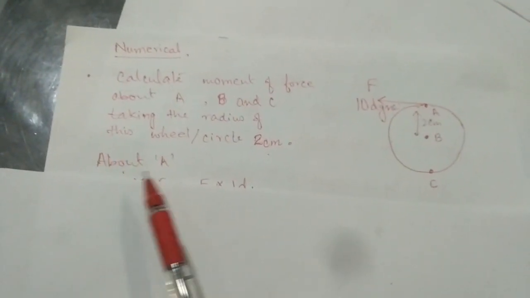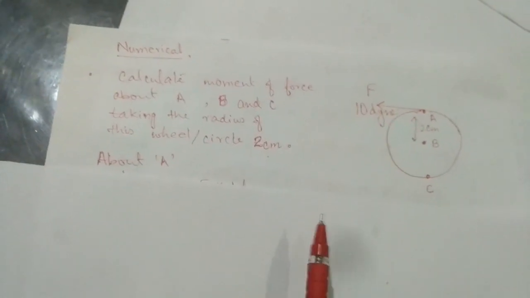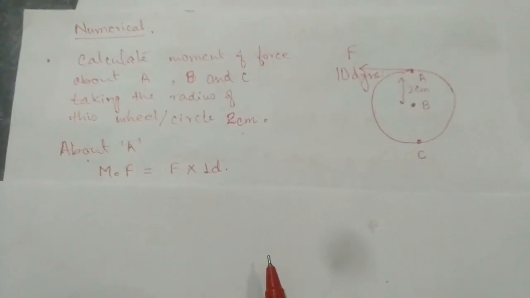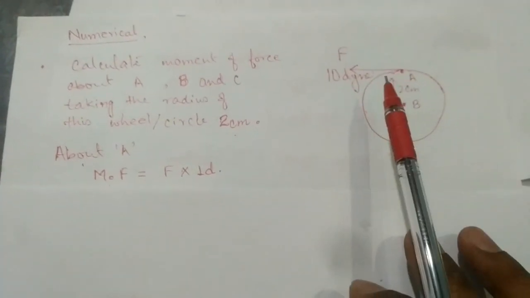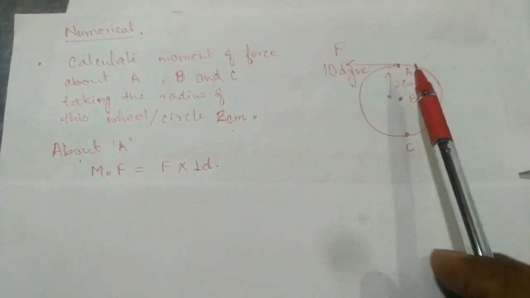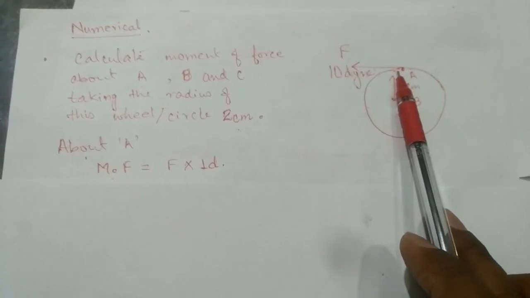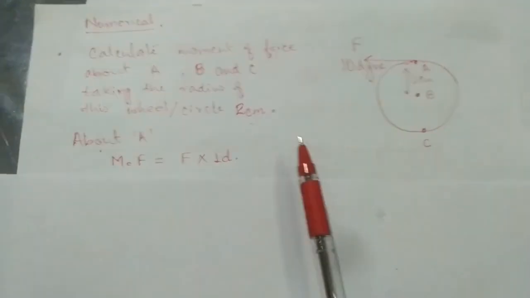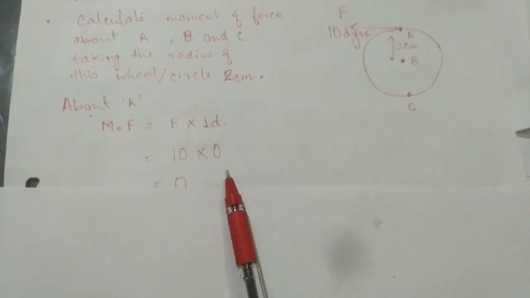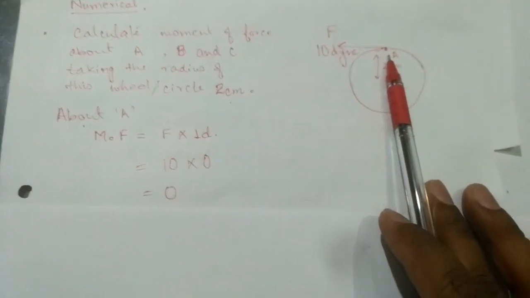So here, taking about A. To calculate the moment of force, we have the equation: moment of force is equal to force into perpendicular distance. So what is the value of force here? See the diagram, 10 N. And what is the perpendicular distance? The force is applied at A and we have to calculate the perpendicular distance from A. The distance is 0. So the value of force is 10 N and the perpendicular distance is 0. It gives the value 0. So the moment of force about point A will be 0.